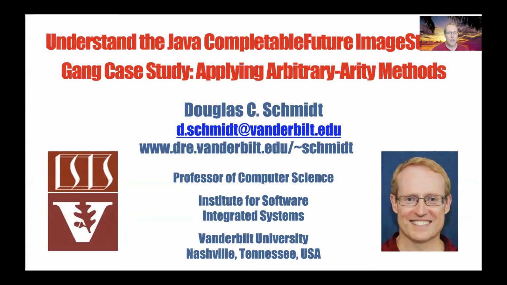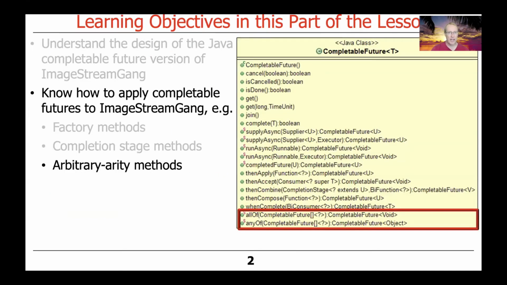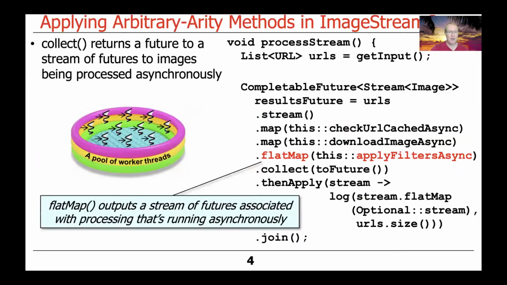So we're kind of reaching the end of our pipeline of processing elements in our stream for the completable future variant of ImageStreamGang. And this is a great segue into the last piece of the puzzle, which is applying arbitrary-arity methods in order to be able to collect the results of the previous processing stages. And in this particular case, we're going to focus on the allOf arbitrary-arity method.